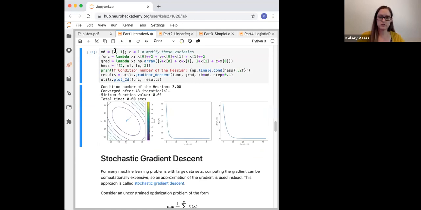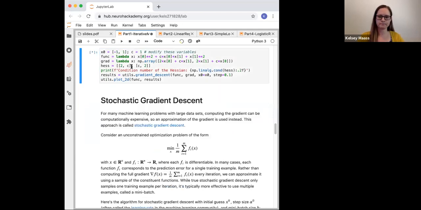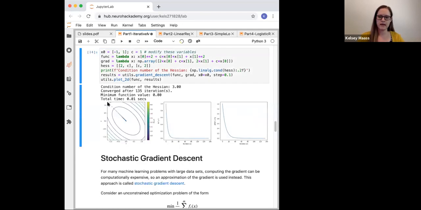But if I choose a different initial point, now it takes much longer, 135 iterations. So what's happening here is we're getting stuck in an area with a really small gradient, so it takes a lot longer to converge. So this is affected by the shape of the ellipsoid that we have here. And we can measure this by looking at the condition number of the Hessian.